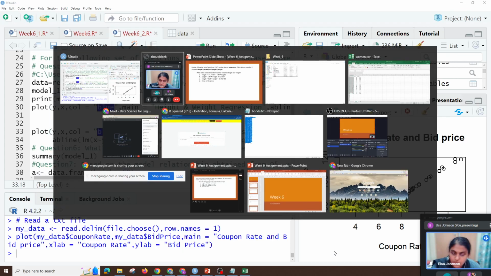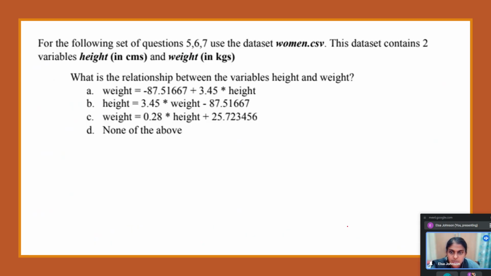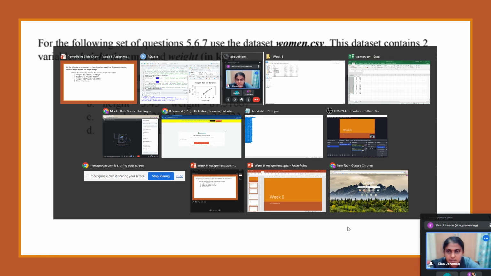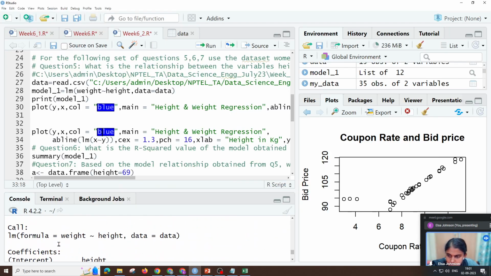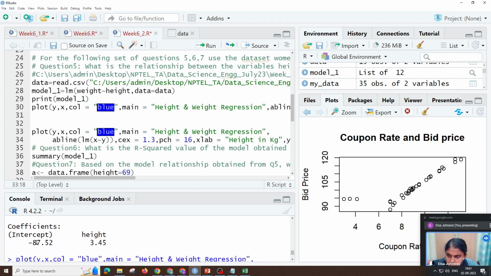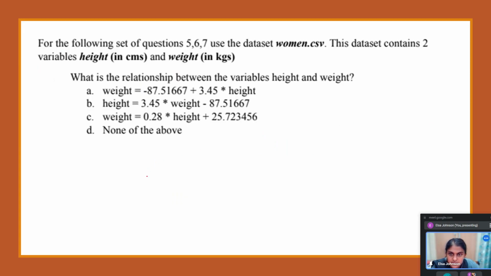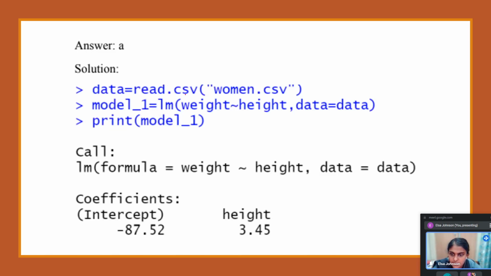Now we'll move on to the next question. Relationship: we have seen the intercept as well as the beta 1 value, right? It is given here as minus 87.52, so a negative intercept is there, and the beta 1 value is 3.45. So weight equals minus 87.5167 plus 3.45 into height. This is how you find it out.